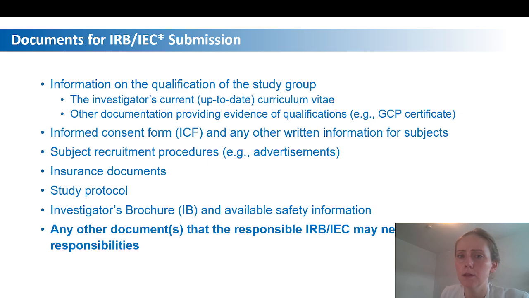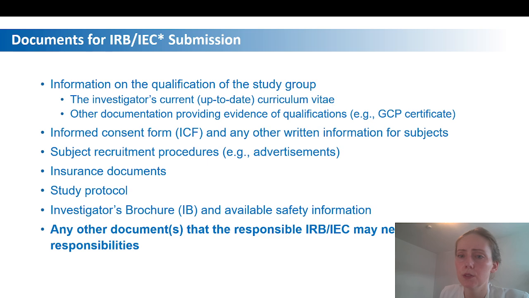This includes information on the qualification of the study group, such as investigators, current CVs, and other relevant documents, providing quality or evidence of qualification. Furthermore, it includes the informed consent form and other written information to be provided to the subjects. The ICF needs to be adapted for each trial site.